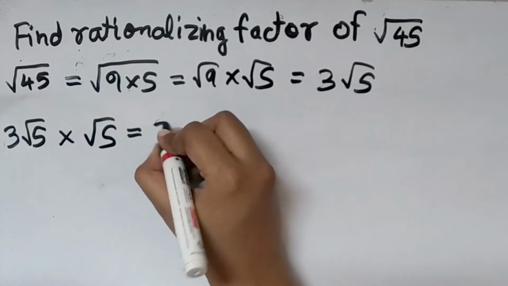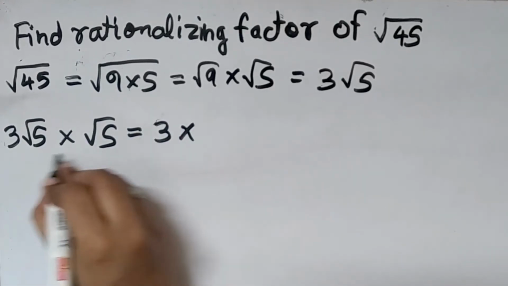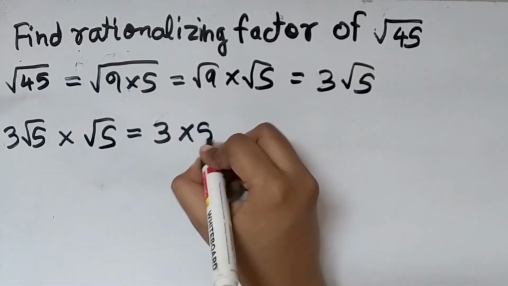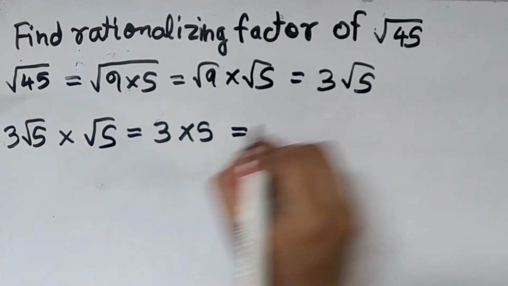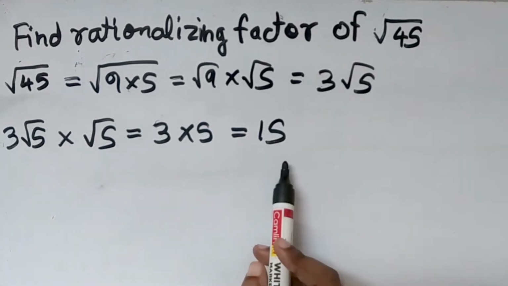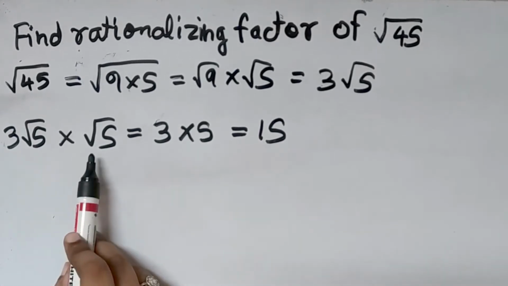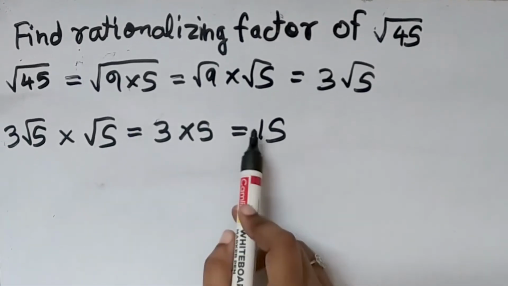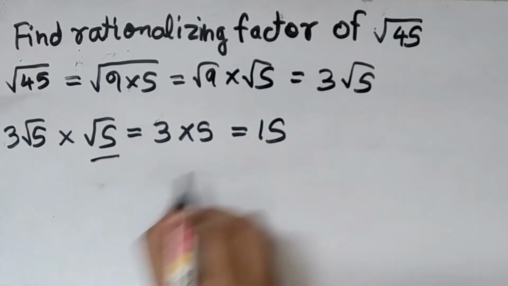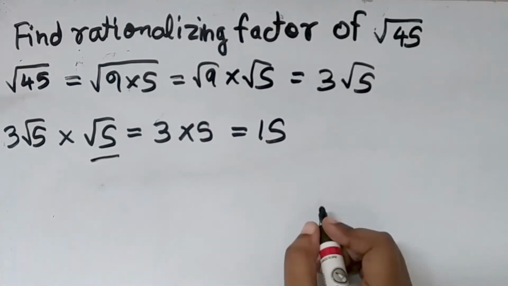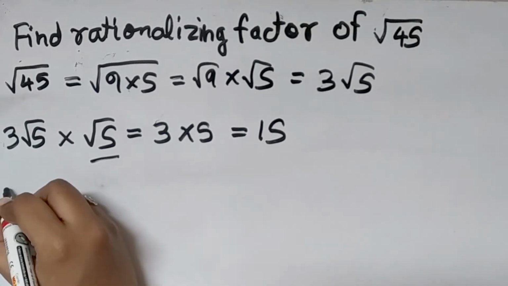So see, 3 into root 5 into root 5 will be 5, which is equal to 3 5s are what we got? 15. This is a rational number. This means, see, when we multiplied 3 root 5 into root 5, we got a rational number. This root 5 is a rationalizing factor of 3 root 5. Okay.